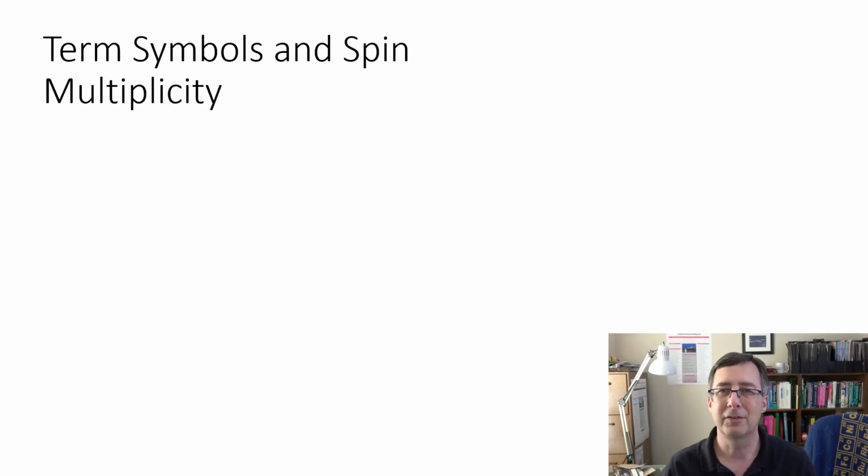Let's continue our discussion of electron spin in quantum chemistry. One thing that's really easy if you're trying to determine what spin multiplicity to put into a quantum chemistry program is if you know the term symbol of the state that you're trying to model with a computation.